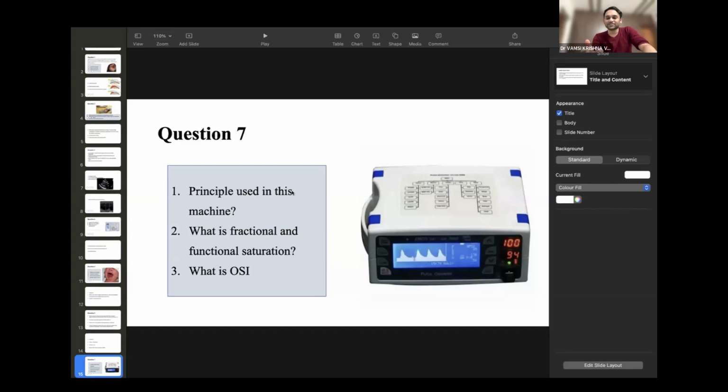So what is the fractional and functional saturation? What is routinely being displayed in your routine pulse oximeter? Is there any difference between the fractional and functional saturation? Okay, we'll discuss that. So what is the OSI? Can anyone say OSI? So OSI is oxygen saturation index.